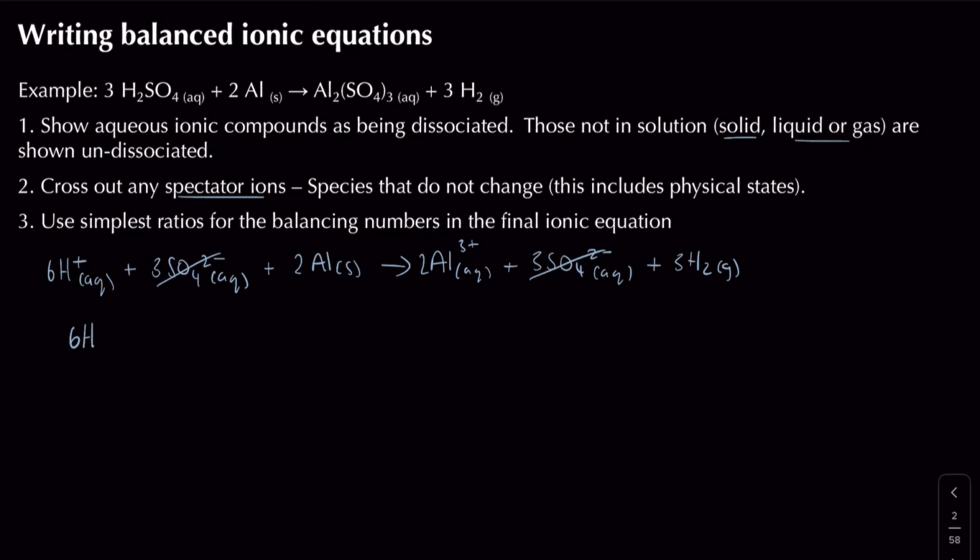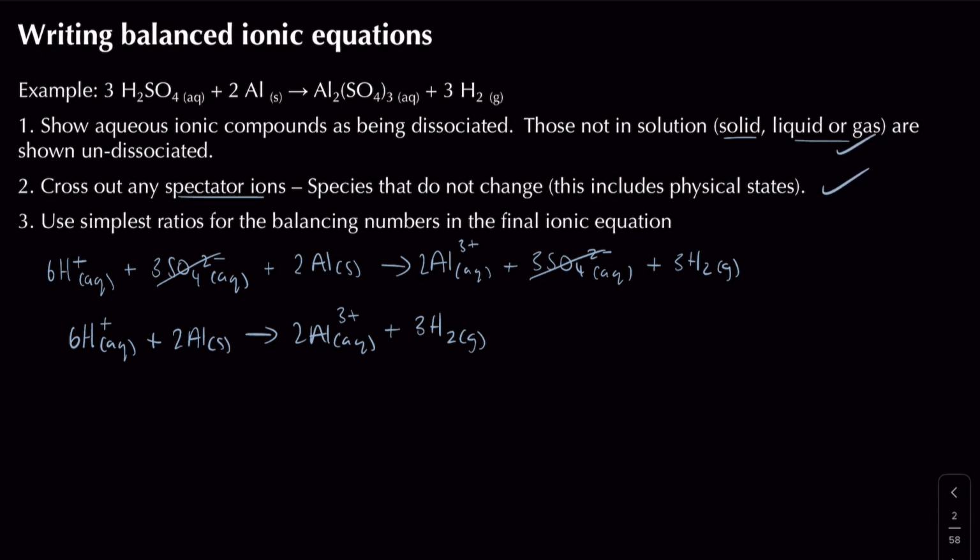So my overall equation should look something like this, where I've got 6 lots of aqueous H+, and that's going to be, of course, aq. That's going to go ahead and react with 2 lots of solid aluminium. So I'm going to end up with s over there, and that's going to give me 2 lots of aluminium 3+, but don't forget that's going to be aqueous too. And then I'm going to end up with 3 lots of hydrogen gas as well. I'm going to put a g there as well. So that's our first 2 steps done.